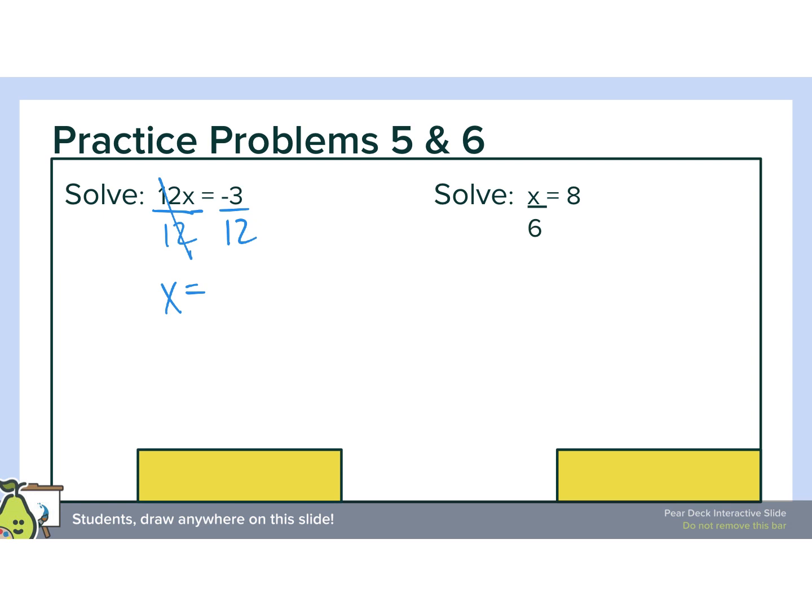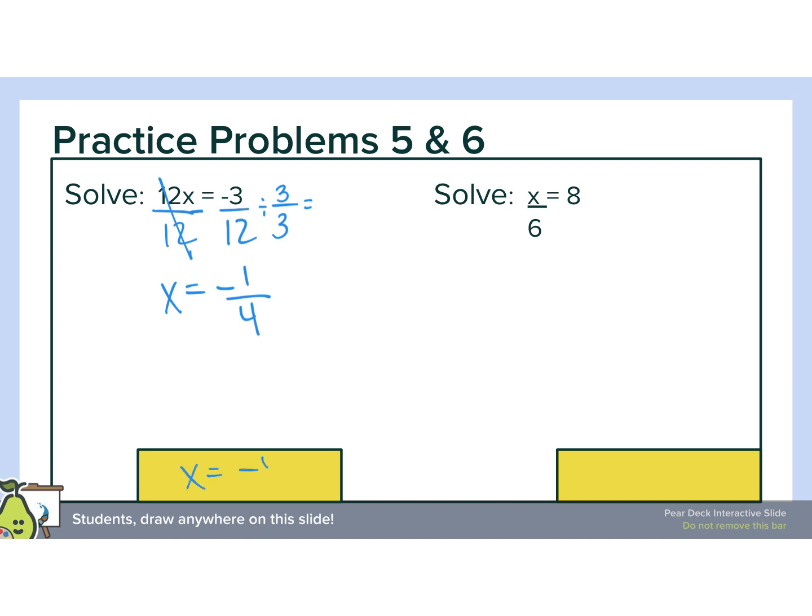We're not going to turn it into a decimal. But negative divided by positive will be negative. I can divide both of these numbers by 3. So 3 divided by 3 is 1, and 12 divided by 3 is 4. So the simplest answer is negative 1/4. Do not make it a decimal. We're going to keep it as a fraction.